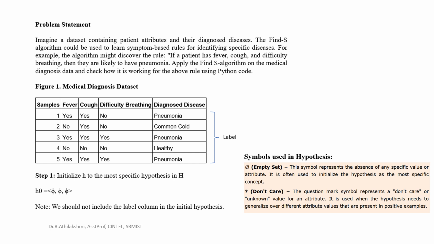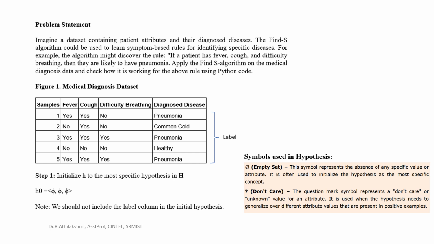Here I have 5 samples of data and 4 attributes, and the last column is the target attribute. For the fever attribute, you have 2 possibilities, yes or no. For cough also you have 2 values, yes or no. For difficulty breathing, you have 2 values, yes or no. And for the diagnosed disease column, you have 3 labels: pneumonia, common cold, and healthy.